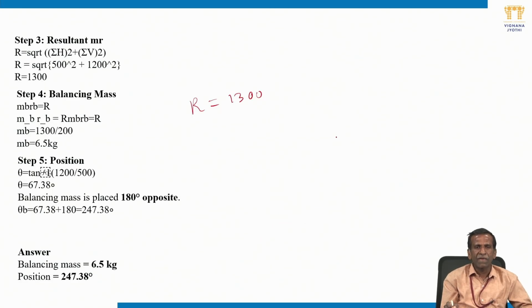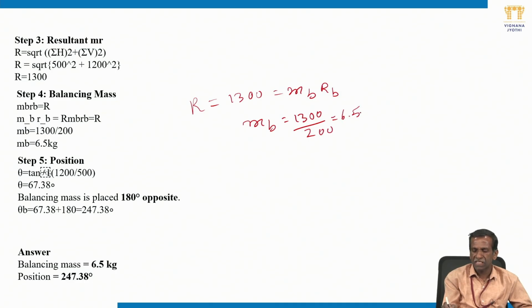So how do you calculate the magnitude? This resultant equals the balancing mass we are keeping times the radius at which this mass is rotated. This radius is mentioned in the problem itself, that is 200. So you will get balancing mass 1300 by 200, so you have 6.5 kg balancing mass. But what is the orientation? You will get theta equal to tan inverse of all vertical components by horizontal components of forces.